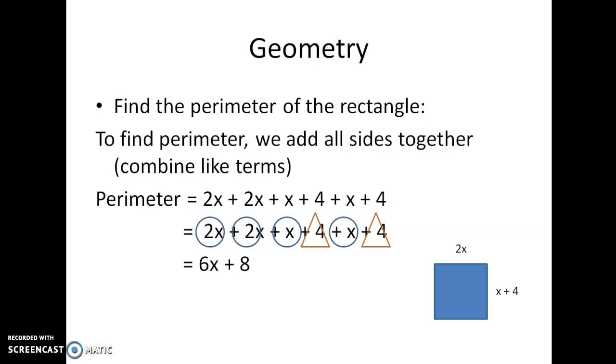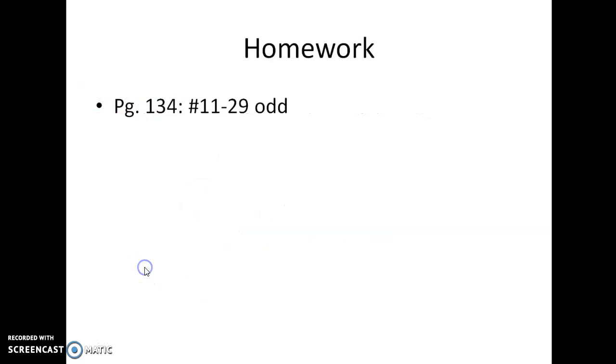Okay? So now I can say to you, find the perimeter of the rectangle when x equals 6. And then you plug 6 in for x. Find the perimeter of the rectangle when x equals 11. You plug 11 in for x, and then you simplify it. Okay? So that is today's lesson in a nutshell.